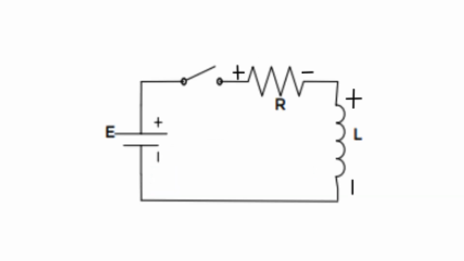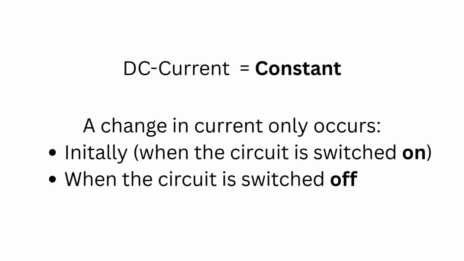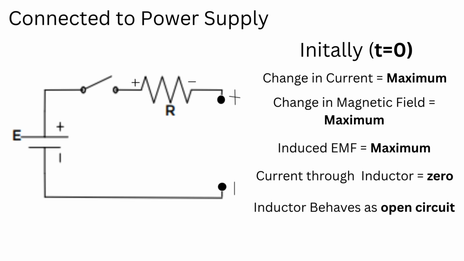Now, let's apply this knowledge to a simple DC RL circuit. DC current is constant, and therefore there is only a change in current, and therefore magnetic field, when the circuit is initially turned on or off. When connected to a DC source through a resistor, initially at t equals 0, the change in current is at its highest, and therefore the EMF produced to resist the change in current within the inductor is also at its highest, and completely resists the current from flowing.